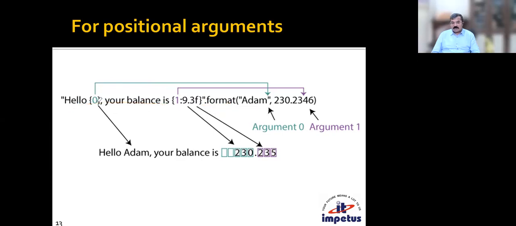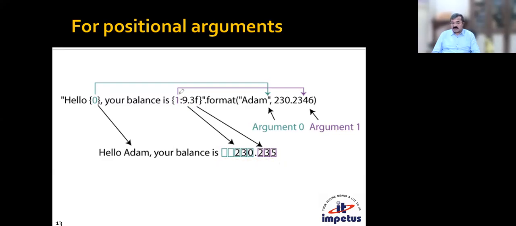Now, this is saying which substitution should happen. So Adam should get substituted over here. So it says hello Adam. Then your balance is 1, that is, the second parameter should get substituted over here. But what should be the format for the second parameter? 9 should be the width, 3 should be precision. So total width is 9 and 3 is the precision, the number of digits after decimal.